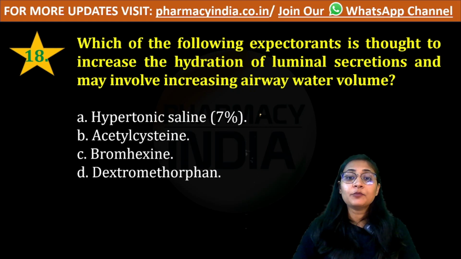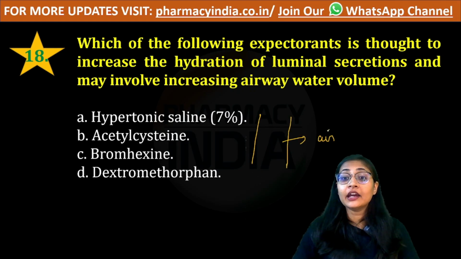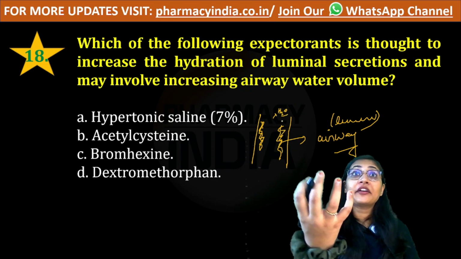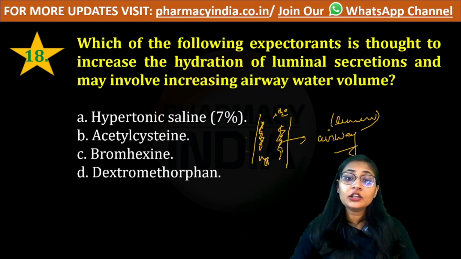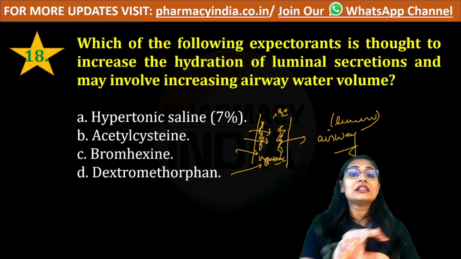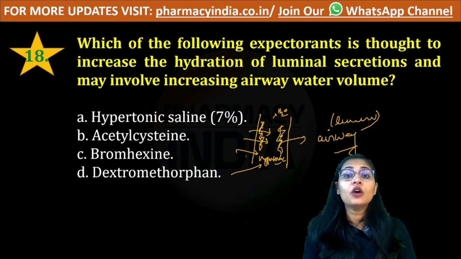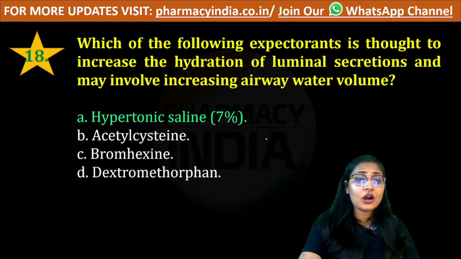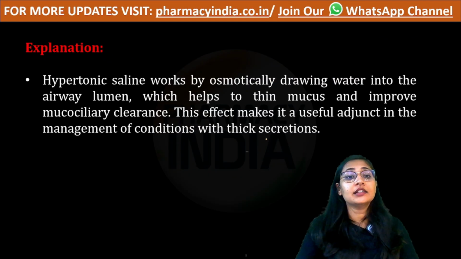How? See, suppose this is an airway, or a lumen in the respiratory system. Here the mucus has been secreted and gathered. Water is less. So to attract water, what do we use? Hypertonic solution. If hypertonic solution is present here, it would attract water towards it. Once water gets attracted, the mucus would get thinner, viscosity would decrease, and its clearance will increase. This is the purpose of giving an expectorant. So the correct answer is option number A, hypertonic solution.